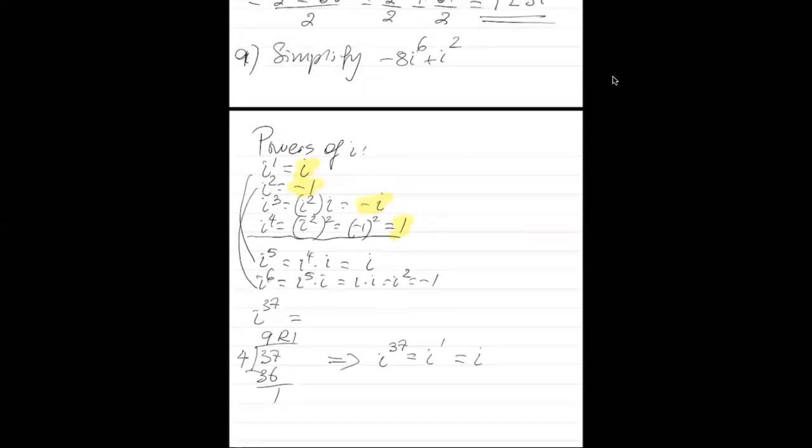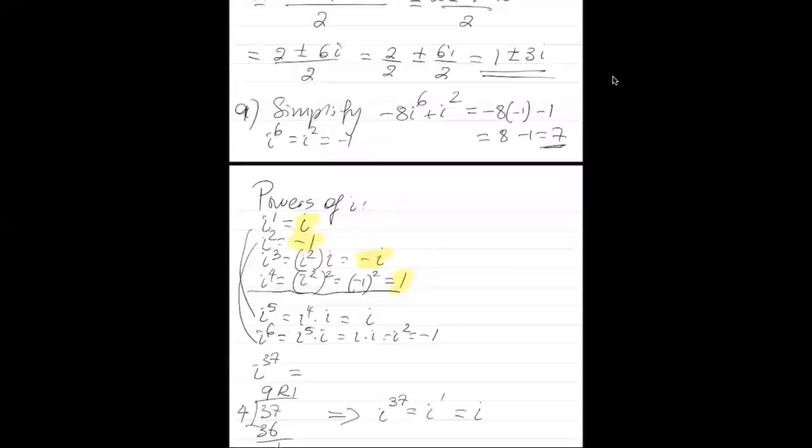So back to our problem, i to the 6, we can do it again. i to the 6 is, if you divide 6 by 4, remainder is 2, the same as i squared, which is negative 1. So we can simplify this: negative 8 and then negative 1, and i squared is negative 1 as well, so that's equal to 8 minus 1, which is 7.